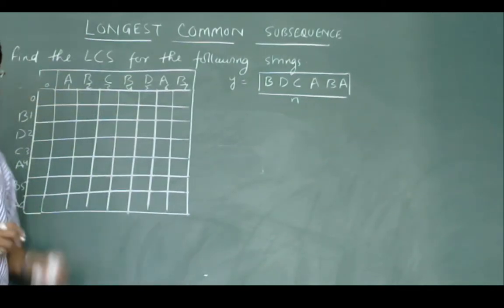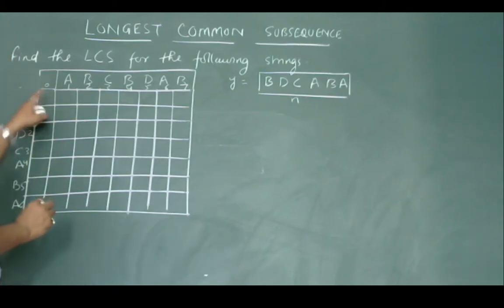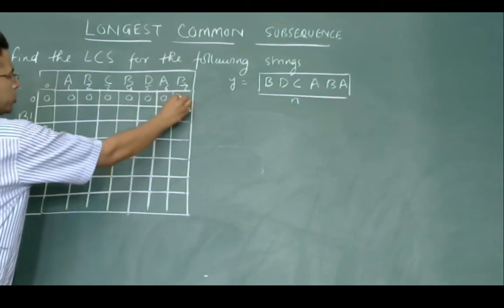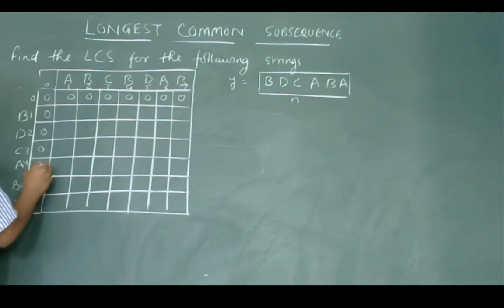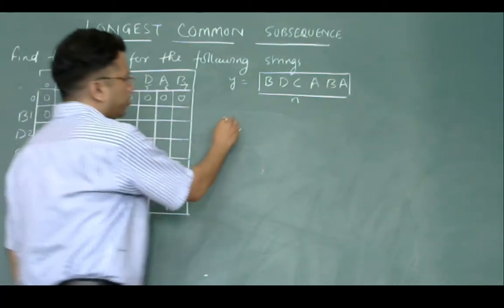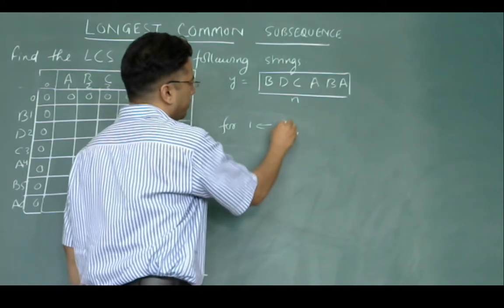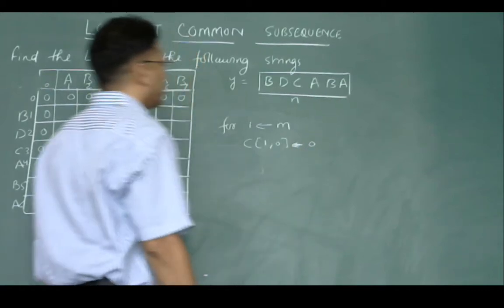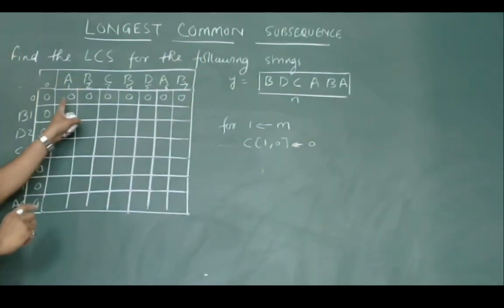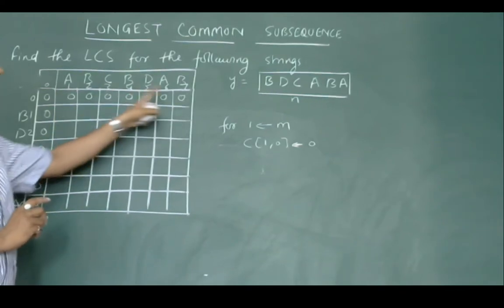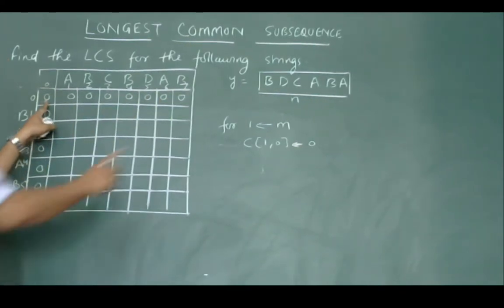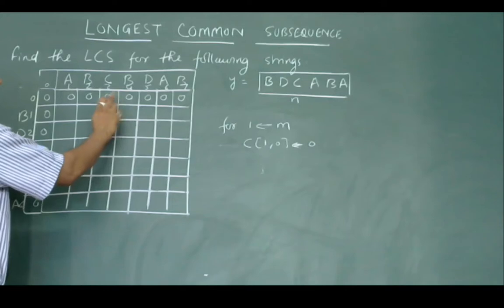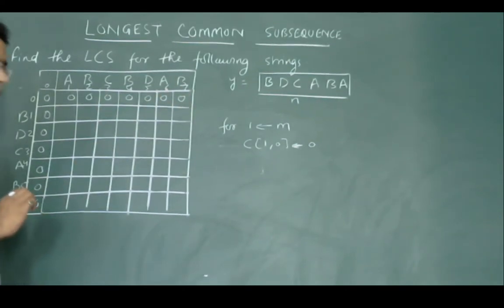Now we shall place the first row and the first column value equal to 0, because in the first loop for I equal to 1 to m, C[I, 0] is equal to 0, where m is the length of the first string. For I equal to 1, C[1, 0] is equal to 0, C[2, 0] is equal to 0, C[3, 0], likewise C[7, 0] is equal to 0.